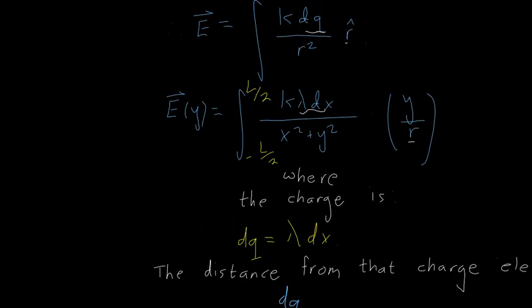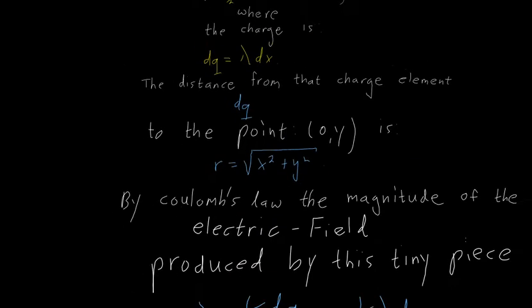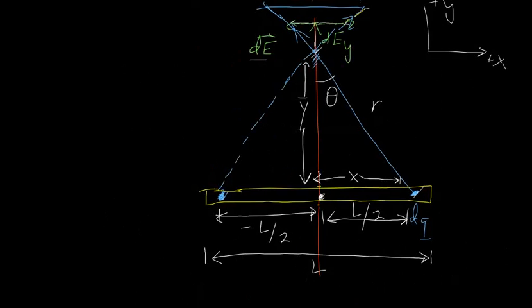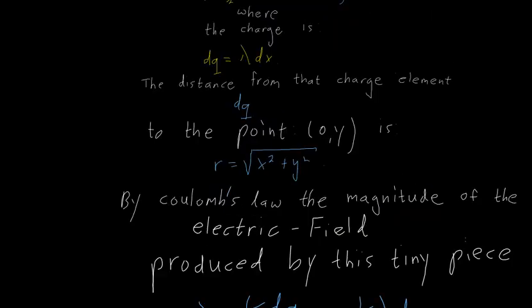Now, the distance from the charge element dq to the point (0, y), as I mentioned, is r equals the square root of x squared plus y squared. This is where the math comes in. The reason why r is the square root of x squared plus y squared is the Pythagorean theorem, because here is a perpendicular bisector. So I'm using Pythagoras.